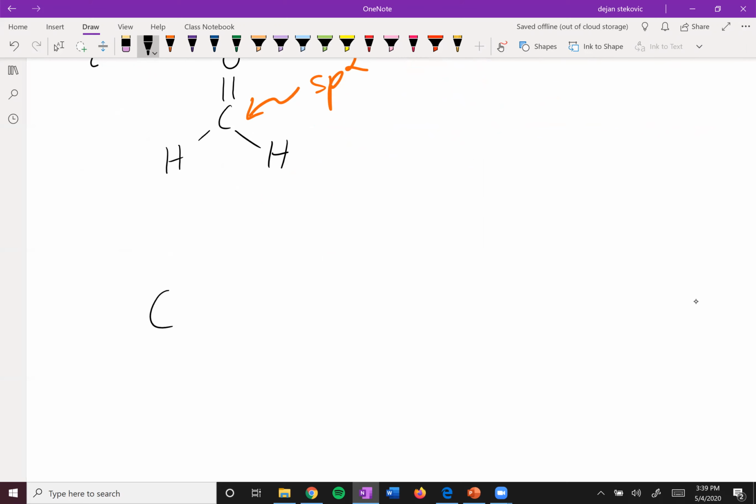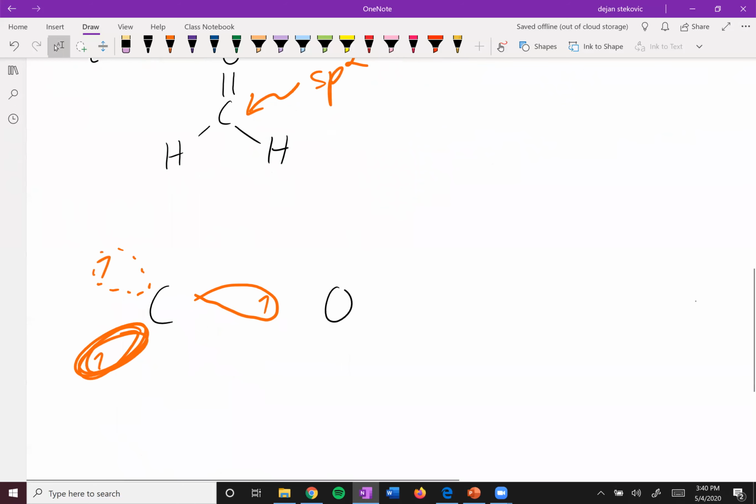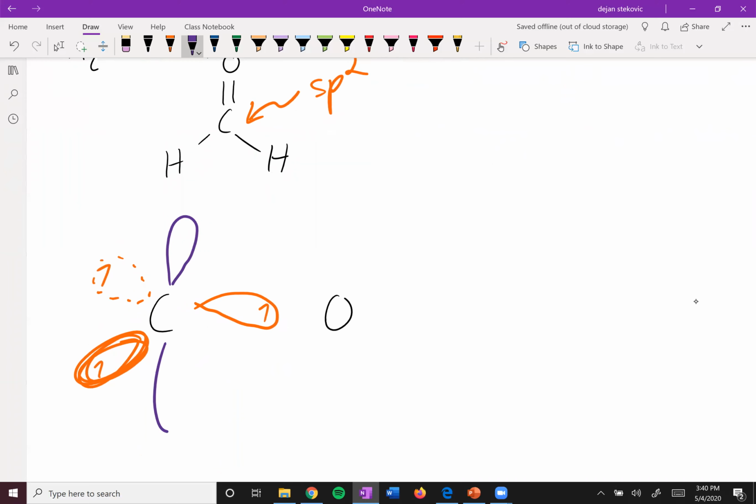We have this carbon, we have this oxygen, and carbon is going to have three sp2 hybridized orbitals, so it's going to have a trigonal planar arrangement. One of them is going to be going like this, one's going out of the board, and one of them goes back into the board. Each one of these is going to have one electron. And then it has this unhybridized p orbital up here that also has one electron.